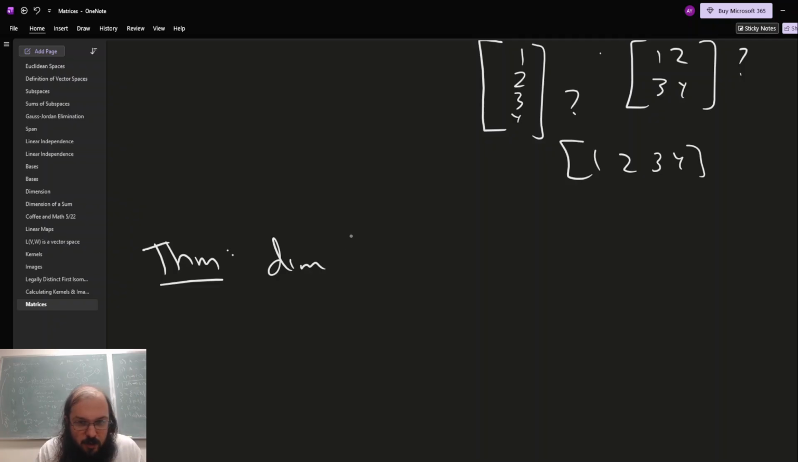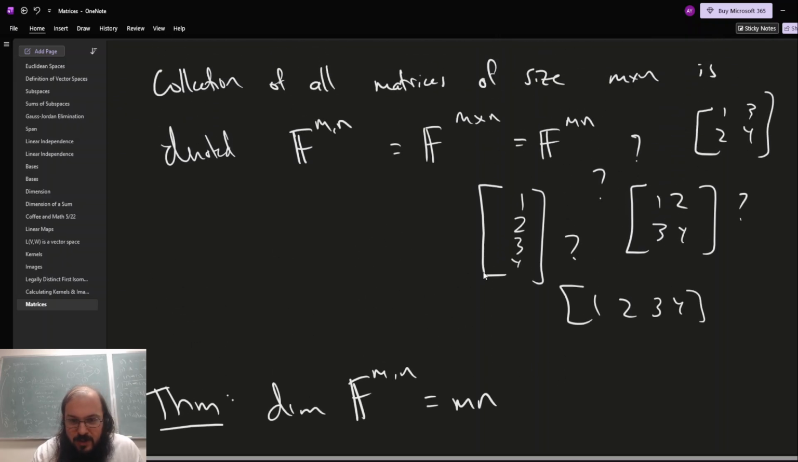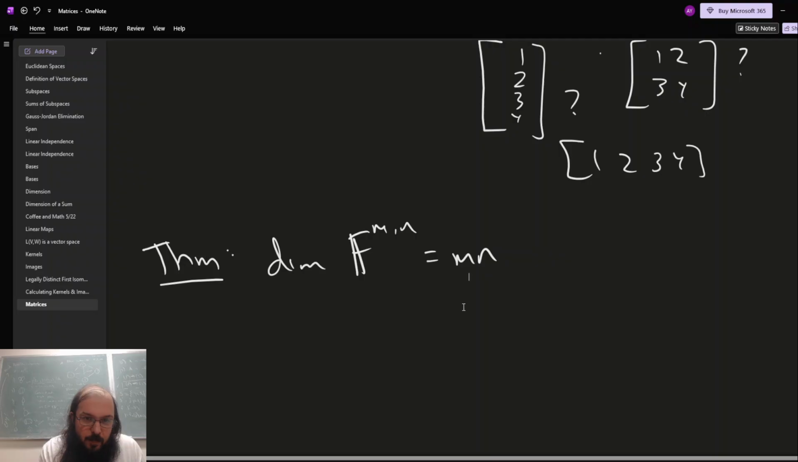The dimension of F^(m,n) is equal to mn. And you might even ask, why is this kind of not obvious? It is kind of obvious. And so the proof will be, I'll show you an explicit basis.